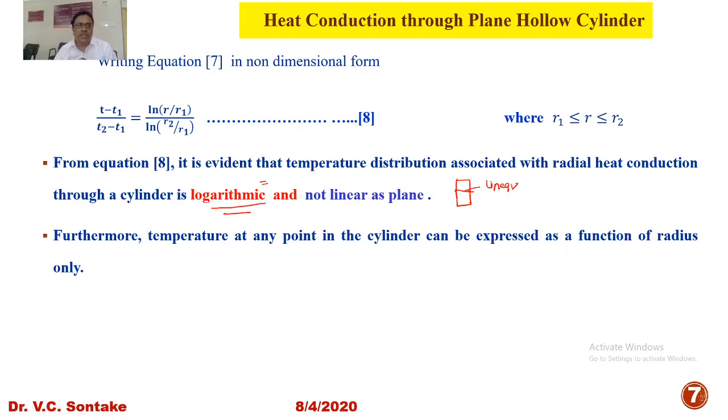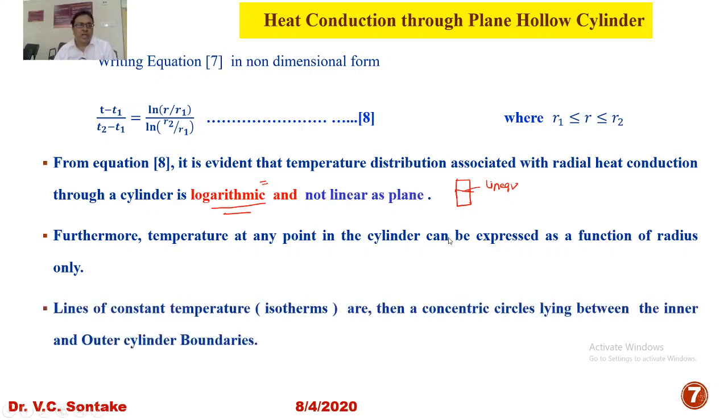Furthermore, temperature at any point in the cylinder can be expressed as a function of radius only. If r1, r2, T1, T2 are considered to be constant, temperature is assumed to vary with respect to r only. Lines of constant temperature, that is isotherms, are then concentric circles lying between the inner and outer cylinder boundaries.